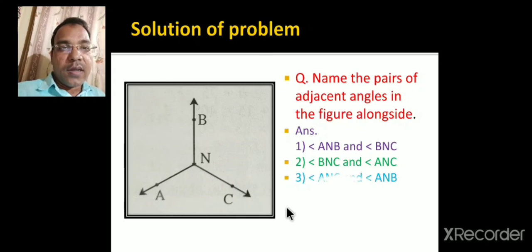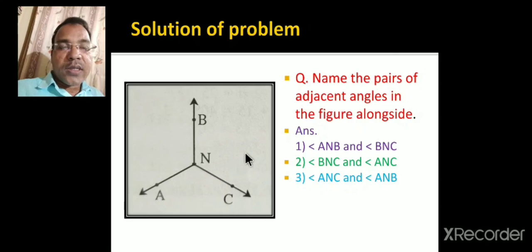Then the third, angle ANC and angle ANB, whose vertex N is common, then side NA is common, and their interiors are totally different. So in this way we have written the pairs of adjacent angles here.